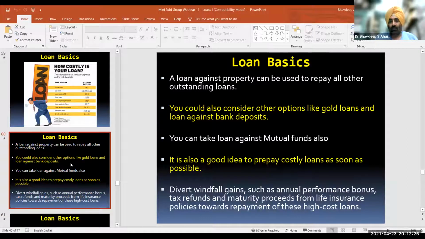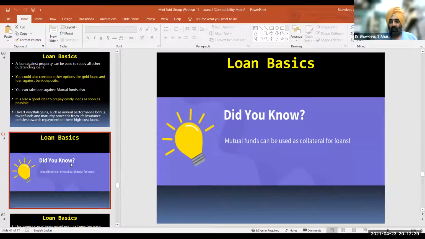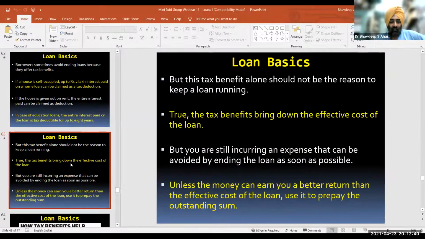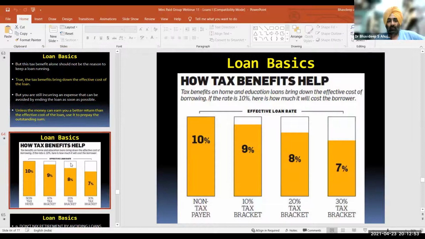Then loan against property, loan against securities, we discussed those things a bit. We know that even mutual funds, stocks, shares, securities can all be used as collateral by the banks. And then we always like to keep the home loan running because of the tax benefit. We have to look at the overall benefit, overall returns and overall interest that we pay, and not only at the tax benefit part.